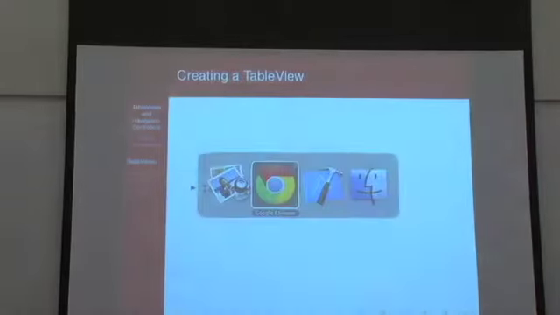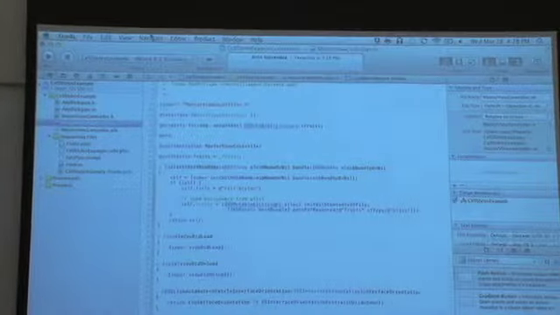You can basically just say that every cell has an accessory of, say, a disclosure indicator, which is that little arrow, and then every cell in the table is going to have that. So that's pretty simple. So let's take a look at actually creating a table view.